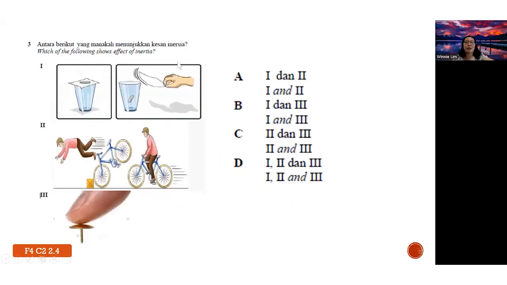For question 3, it is from Chapter 2 on the topic of inertia. Which of the following shows the effect of inertia? What is the meaning of inertia? Inertia means the tendency of an object to resist change in motion. If the object is at rest, it will remain in the state of rest. If it is in motion, it will continue in motion in a straight line. So this is the idea of inertia. That means they do not want to change their state.